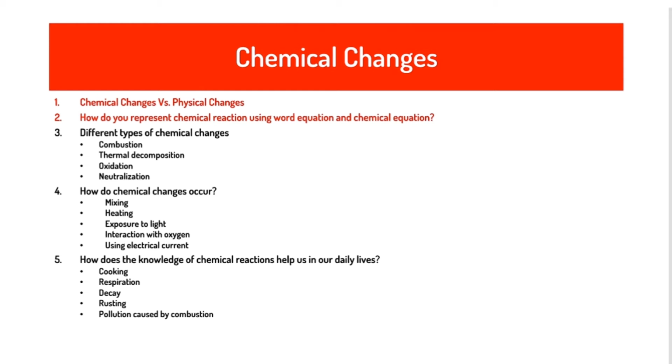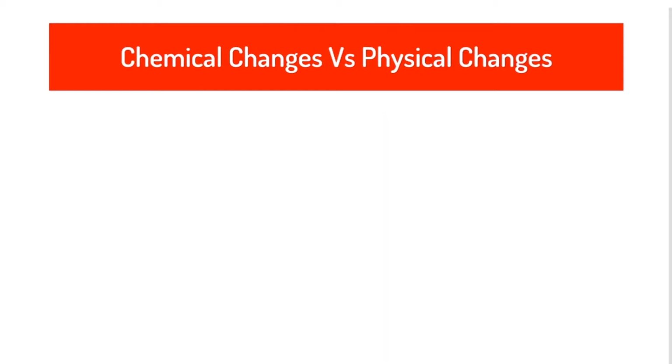So let's start. Before we proceed to the second part of the chapter, we must first learn the difference between chemical and physical changes. Can you name a few physical changes that you've seen in your day-to-day life? Okay, let me tell you what physical changes are first. A physical change is a change in which no new substances are formed. With this clue, do you have any guesses?